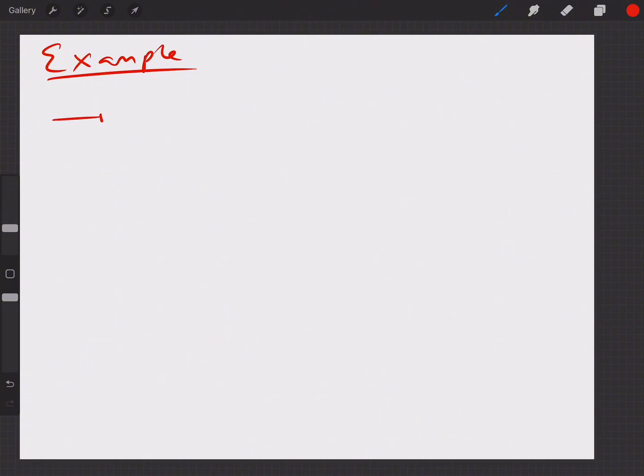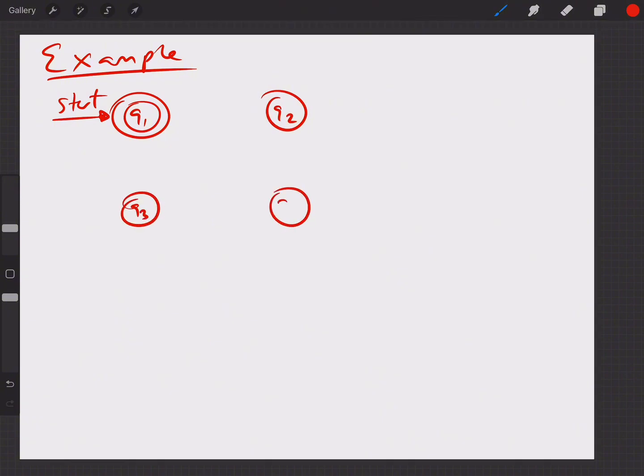Let's say we have a diagram where this is the start label, and the start state is also the accepting state. Then we have three more states: Q2, Q3, Q4, where Q2 transits to Q1 on B, Q1 transits to Q2 on A, Q3 transits to Q3 on A, Q3 transits to Q1 on A, and Q1 transits to Q3 on B.